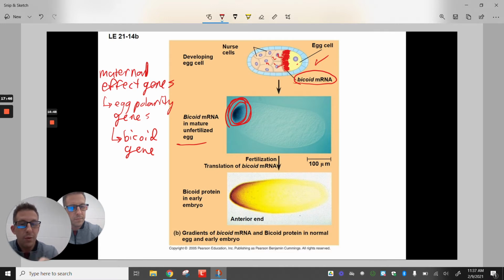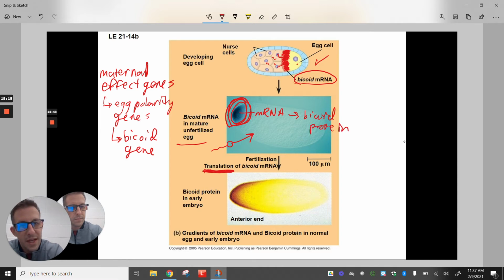Okay, now when fertilization occurs, that's almost like a trigger to the bicoid mRNA that now you need to be translated, and we're going to start to make bicoid protein. So I'm going to draw a little sperm coming in here to fertilize that egg. And when that fertilizes the egg, the bicoid mRNA that we see here is going to ultimately turn into bicoid protein.